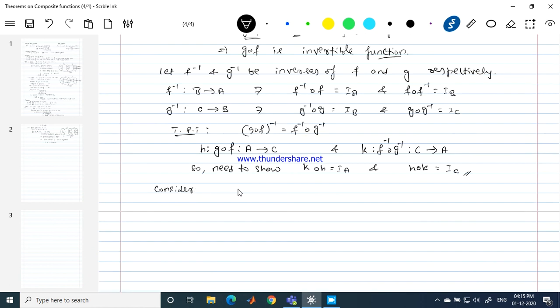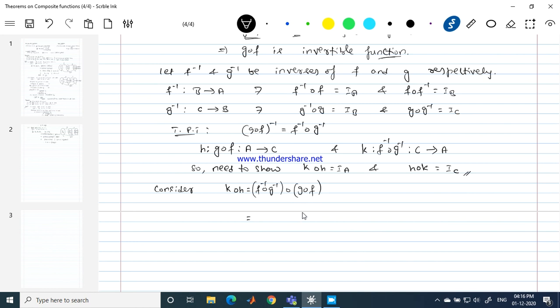So consider H composition K. What is H composition K? Let me substitute H and K values here. K is given by G inverse composition F inverse, and we are taking the composition with H. H is given by F composition G. We need to show this is equal to IA. Let me try to prove this one.